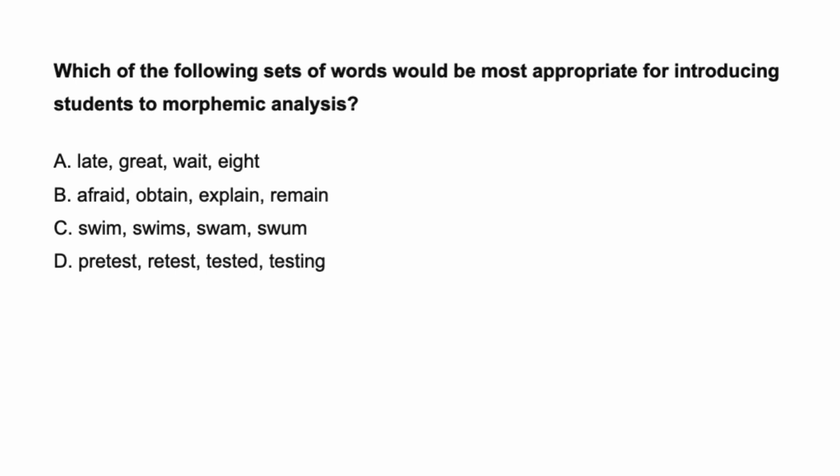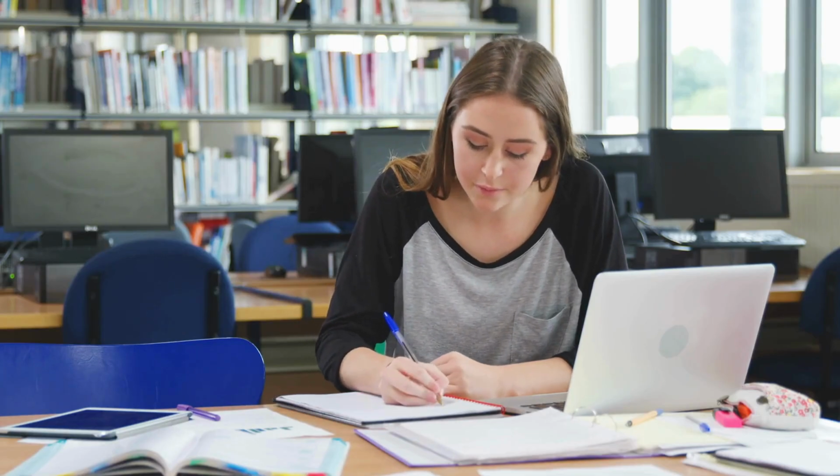Correct response is letter D. It includes words with inflectional affixes, such as the -ed or -ing at the end, which are suitable for introducing students to the concept of morphemic analysis. Students can analyze the base word and the added affixes to understand how they alter the meaning or function of the word. Excellent job with this practice test.